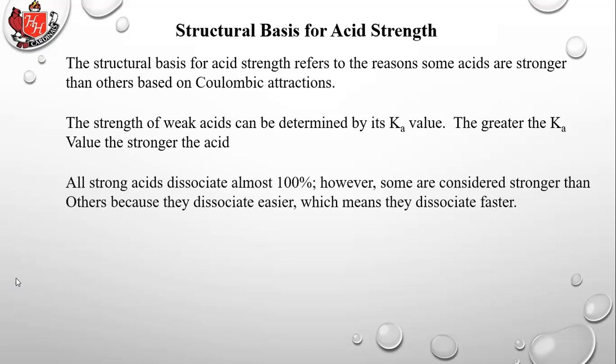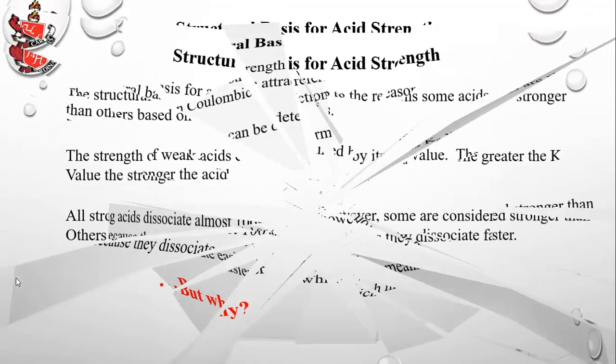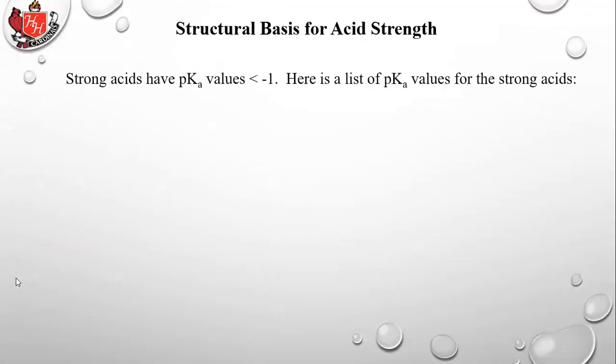All strong acids dissociate almost 100%. However, some are considered stronger than others because they dissociate easier, which means they dissociate faster. But why? So strong acids have pKa values of less than -1.